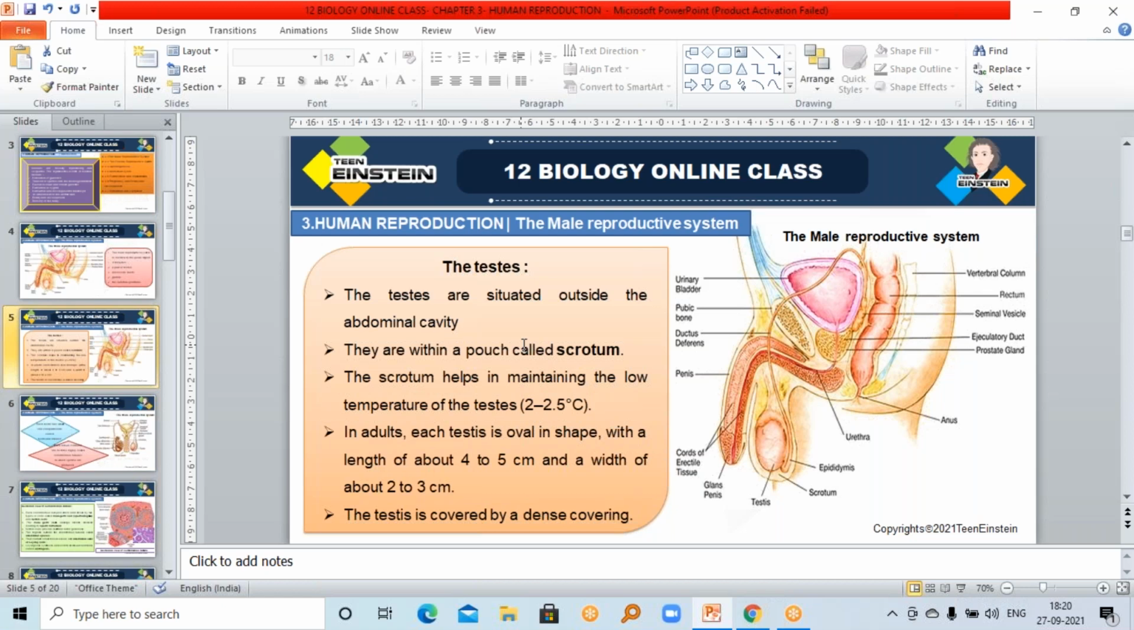These are the male gonads. Testes are the male gonads. These testes are within a pouch-like structure called the scrotum. Here you can see the testis is inside a pouch called the scrotum. MCQ, note down. So testes are within a pouch called scrotum, and the scrotum looks like a pouch with pigmented skin.